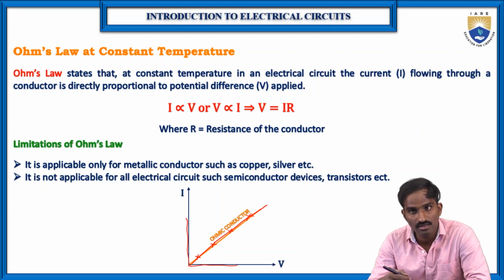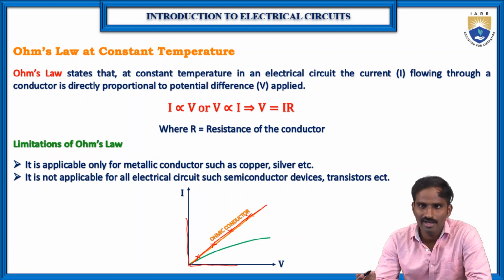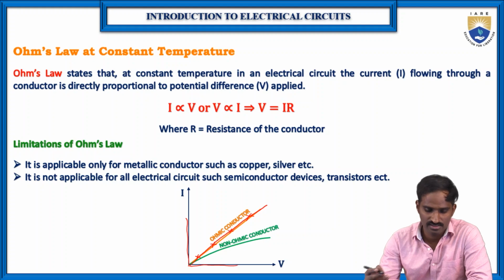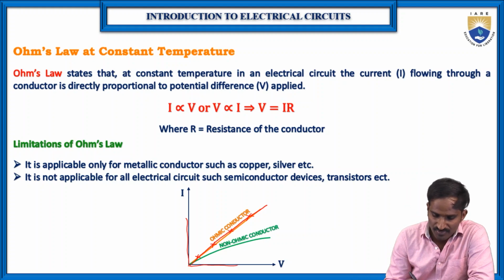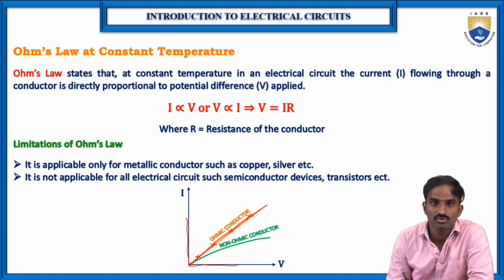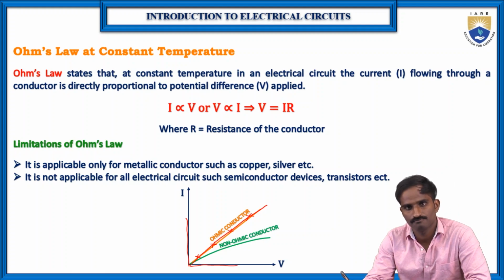Those types of conductors are called ohmic conductors. Those conductors which obey Ohm's law are the ohmic conductors. And the non-ohmic conductors are such as semiconductor devices, because here the voltage is not directly proportional to current, which means it is a non-linear curve. That's why they are non-ohmic conductors.